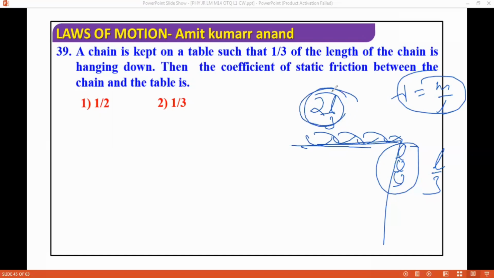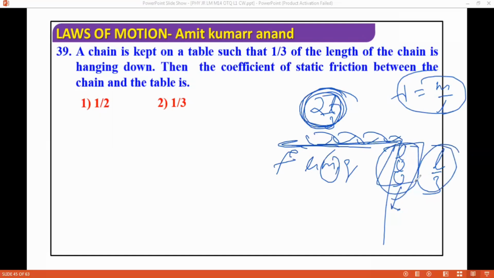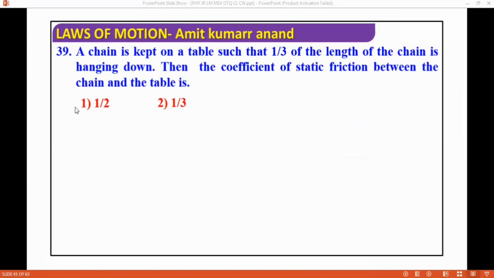So for this length, friction will come into the picture, mu m g. If you are calculating mu m g, this will be m1 g, and here m1 will come because of only 2L by 3. Got it? And here the force of gravity, m2 g, will come because of L/3 only. So once you put the values, apply the basic equation and you get the answer.